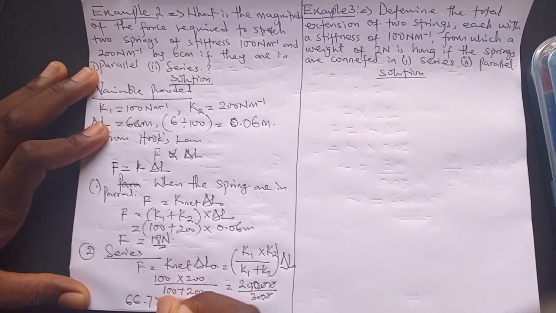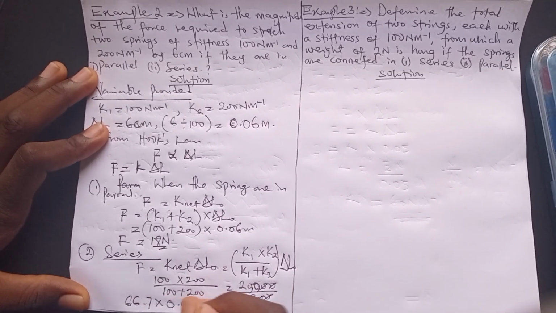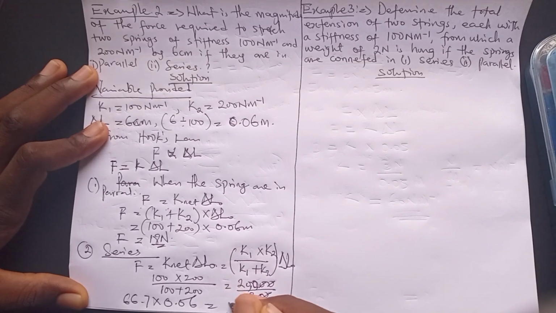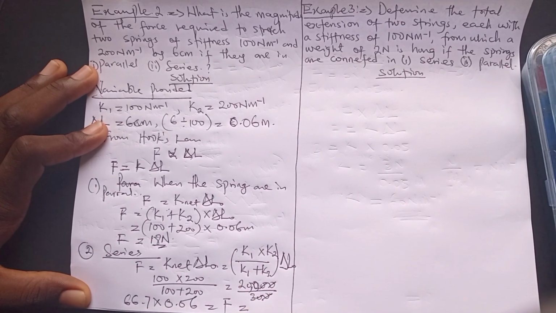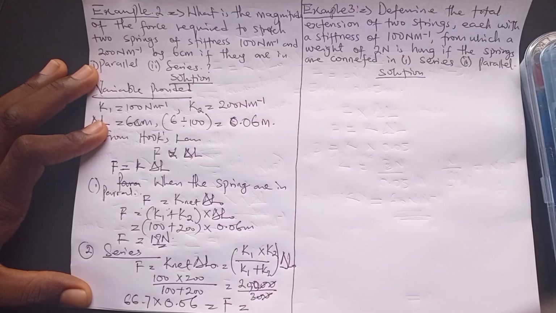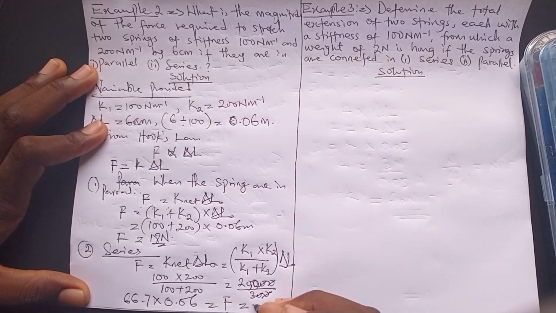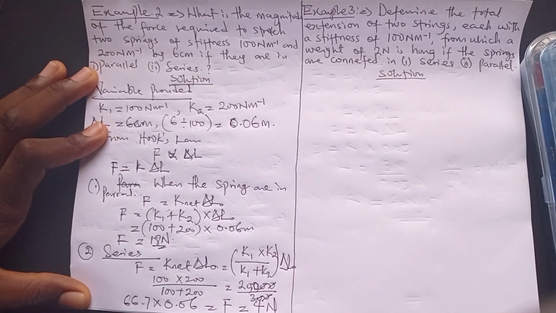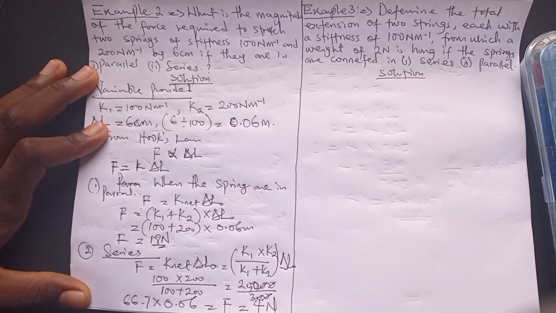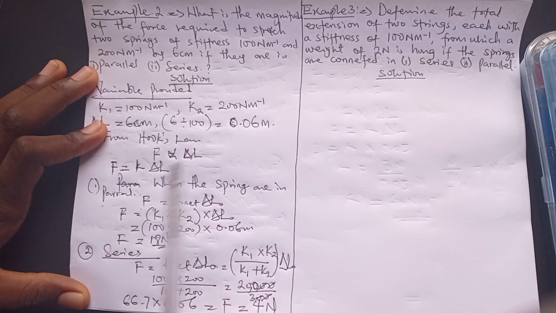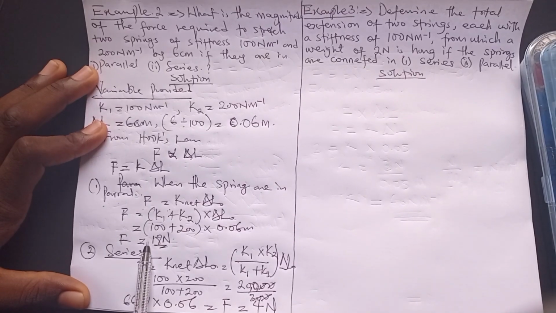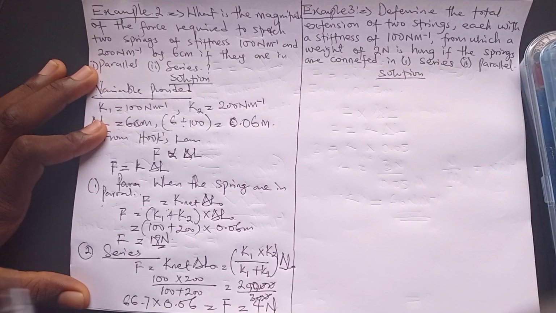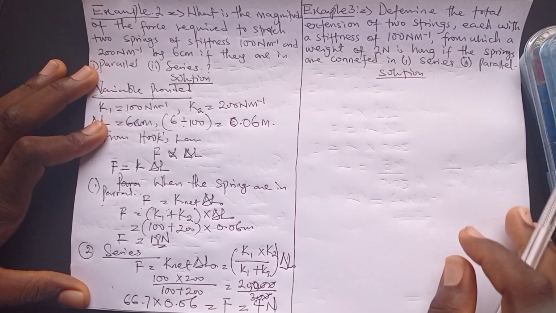66.7 times change in length, which is 0.06. So the magnitude of the force will be equal to 4 Newton. So the magnitude of the force required when the springs are in parallel is 18 Newton, when the springs are in series is 4 Newton.